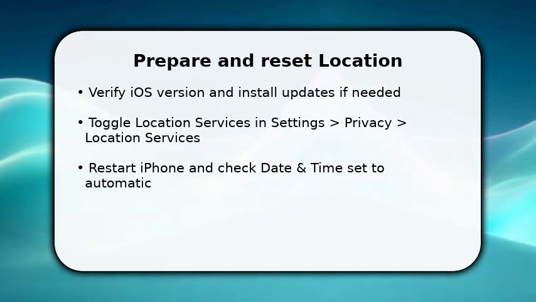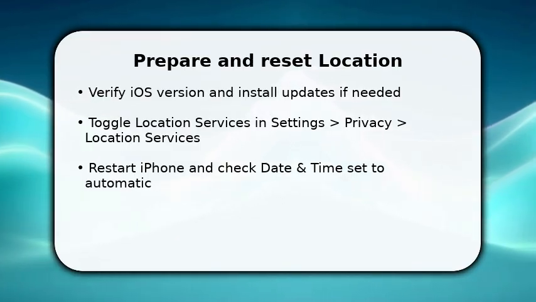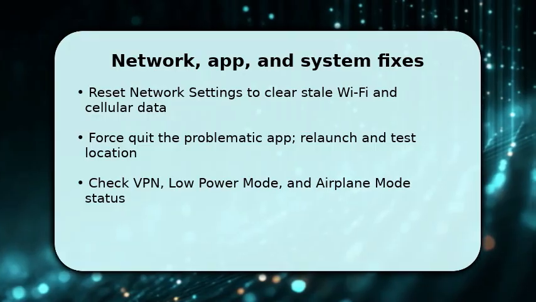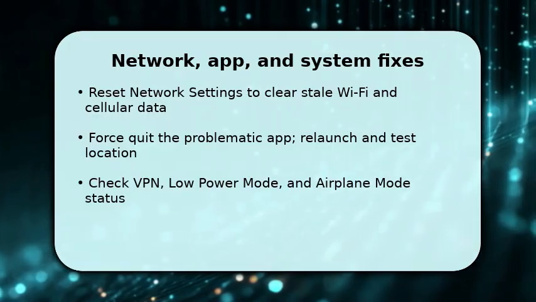Reset network settings to clear corrupted Wi-Fi or cellular configurations that assist location triangulation. This also clears saved networks, so prepare passwords. Force quit the app showing errors, relaunch, and observe location accuracy.